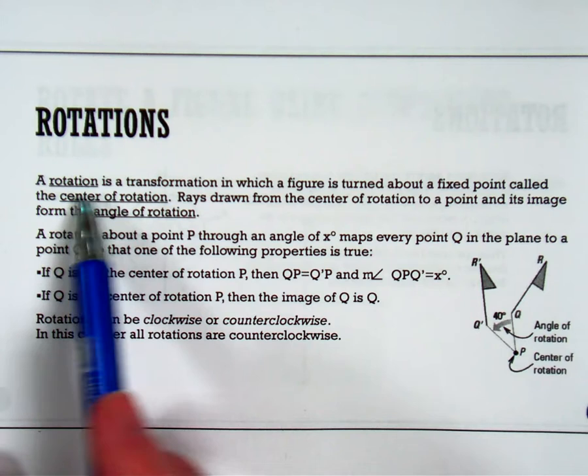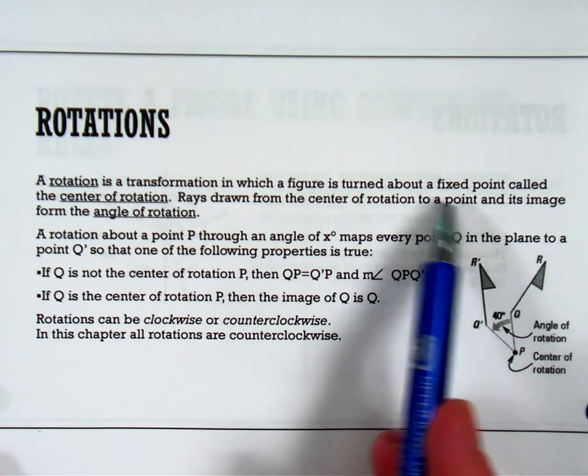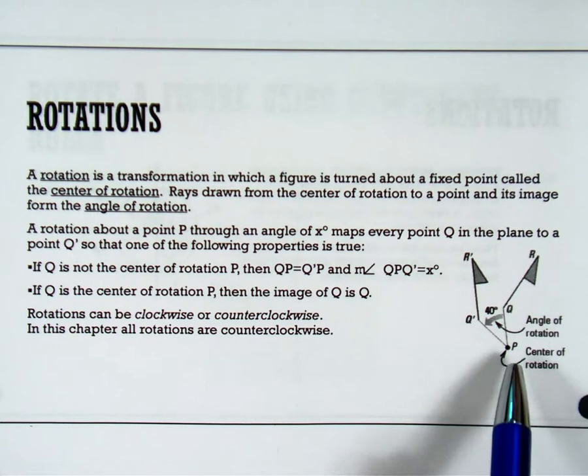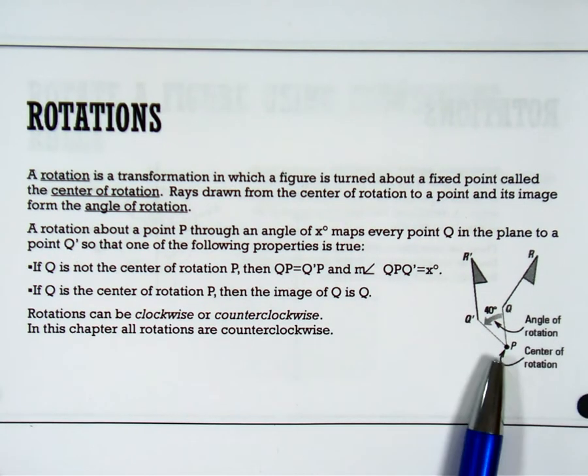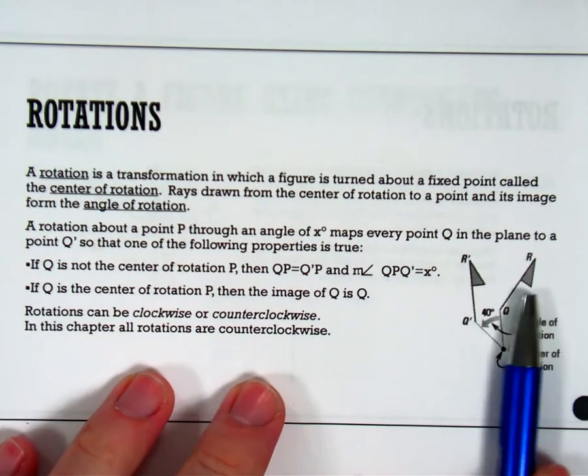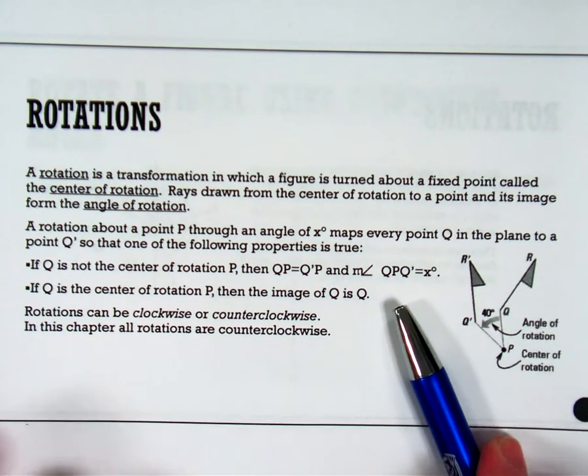A rotation is a transformation in which a figure is turned around or about a fixed point called the center of rotation. So here's our focus point that we're kind of going from. Usually we pick 0, 0. Okay, and it was up here, and I twisted it this way.